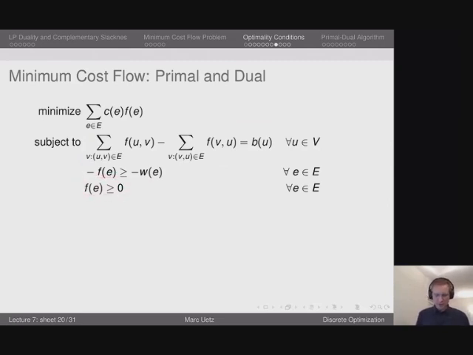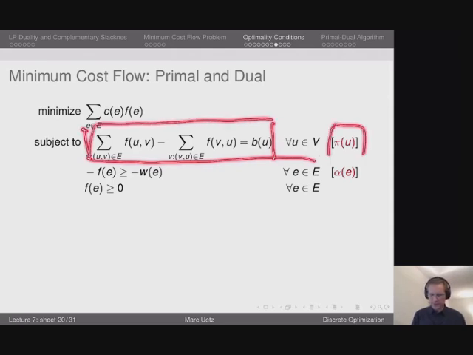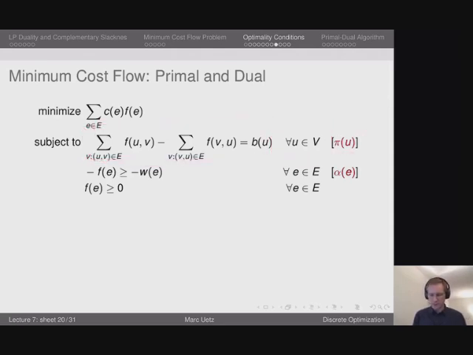Now, in order to set up the corresponding dual, we will have two sorts of dual variables, namely one for each of the constraints. And we have these equality constraints here, right? And for these equality constraints, we will have a variable pi of u for all the nodes of the graph. And we have these capacity constraints here, that's also inequalities. And we will have one dual variable also for each of those. So I denote them by alpha.